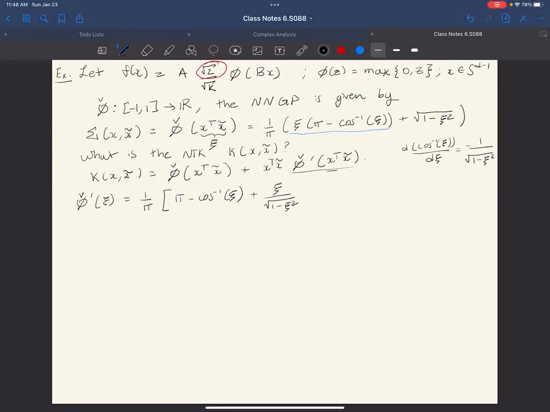And then lastly, we'll have plus the derivative of square root of 1 minus psi squared, which remember is 2 times square root of 1 minus psi squared on the denominator, and then a -2 psi on the numerator. Well, the 2's cancel out, and you see that these two terms also are equivalent, so they will also cancel. And we get exactly 1 over pi times pi minus cosine inverse of psi. Great, so now we have all of the ingredients that we need to plug into this formula here.